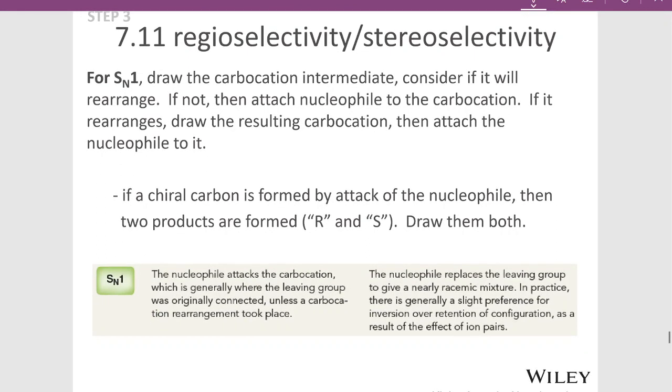So for SN1, we need to draw a carbocation intermediate, consider if it'll rearrange. If not, then attach the nucleophile where the carbocation was, and if it does, then draw the resulting carbocation and attach the nucleophile. If a chiral carbon is formed by the attack of the nucleophile, then we get 2 products, R and S, with a slight preference for inversion over retention, but we're not going to really worry about that here.